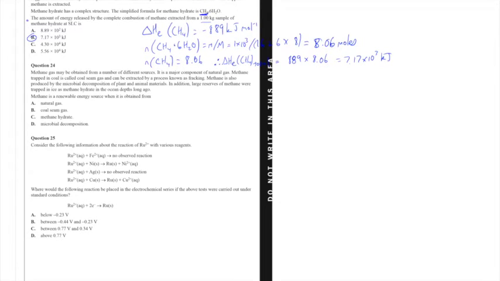Question 24. Again, my go-to method, skip the text, read the question. Methane is a renewable energy source when it is obtained from natural gas, coal seam gas, methane hydrate, microbial decomposition.